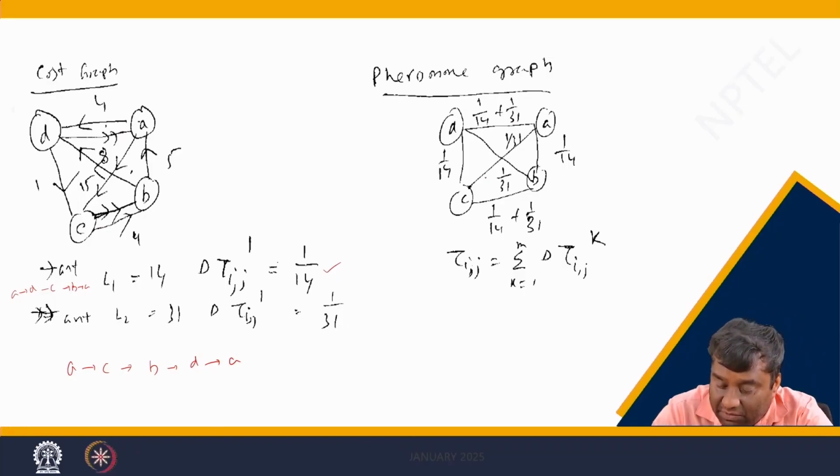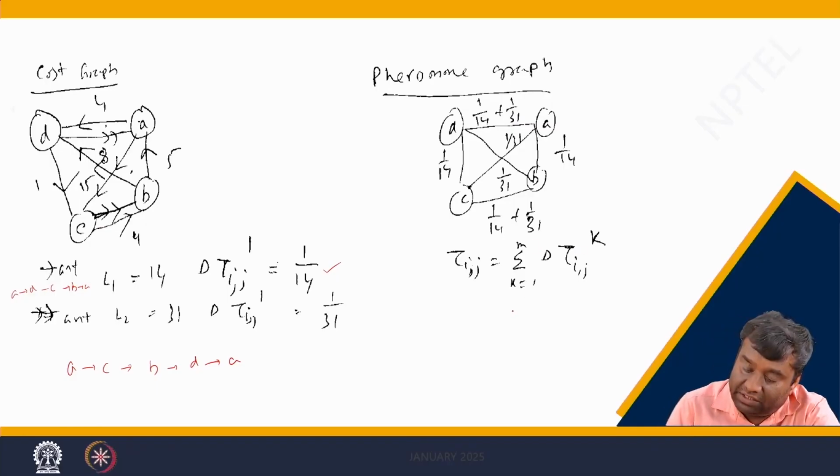So tau is the summation of all this. Here the summation is for 1 and 2, and there are 2 ants, so m equals 2. We need the summation over all these paths. Where both ants travel, it is 1 by 14 plus 1 by 31. Here only one ant travels, so 1 by 14. Here both ants, so 1 by 14 plus 1 by 31. This is 1 by 31, this is also 1 by 31, and this is 1 by 14. So this is the tau ij.